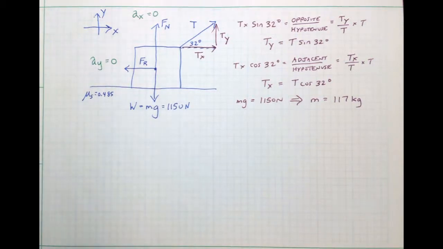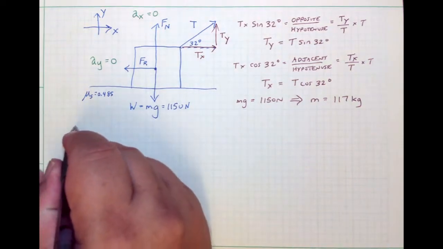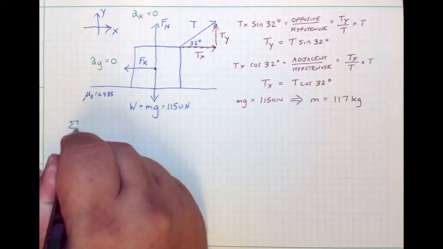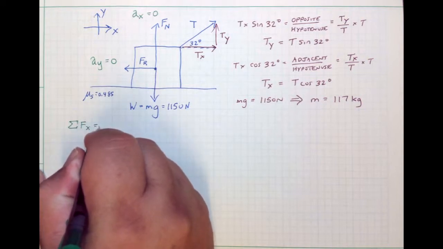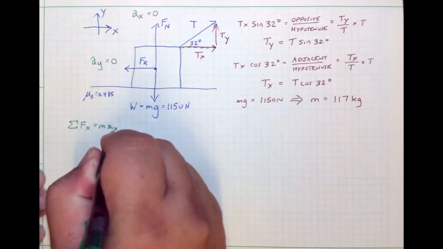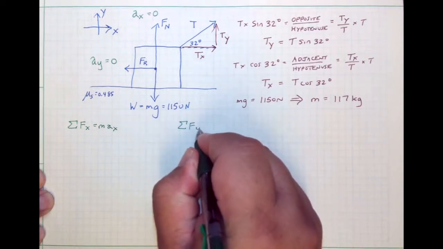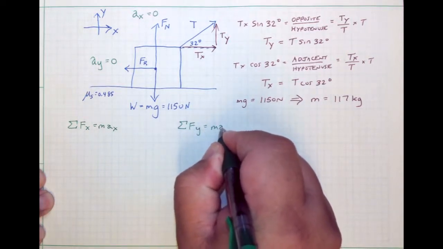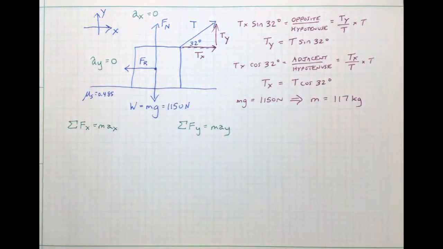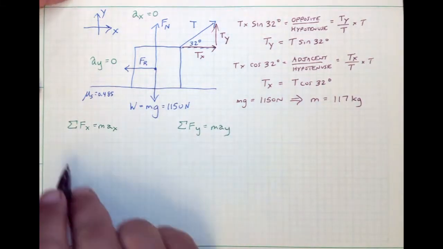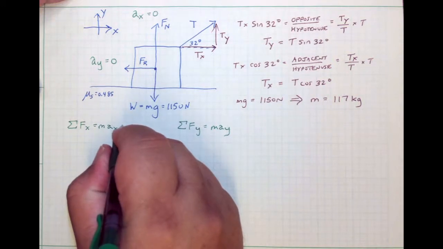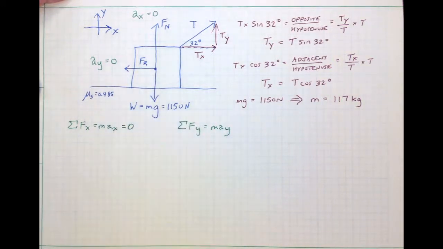Looking at Newton's second law, remembering that Newton's second law is actually two equations, one for the sum of the forces in the x direction equals mass times acceleration in the x direction, and another equation saying the sum of the forces in the y direction equals mass times acceleration in the y direction. We can see here with our x equation that the acceleration in the x direction is 0. That means the forces in the x direction must be in equilibrium because the crate is not moving.